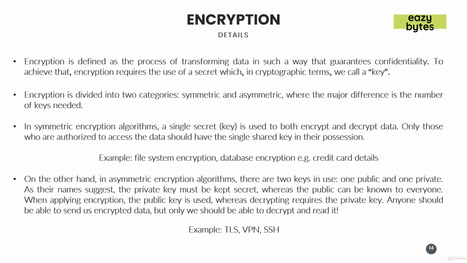Now let's look into the asymmetric encryption algorithm. In asymmetric encryption, there will be two keys. One is called the public key and the other one is called the private key.